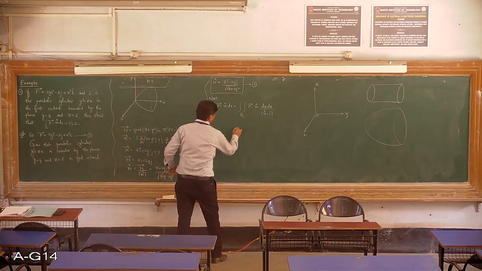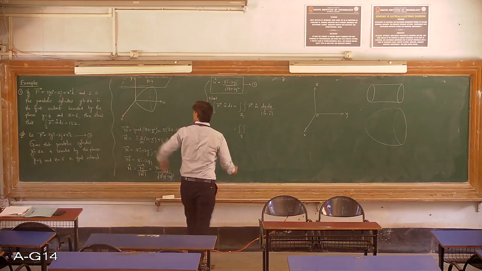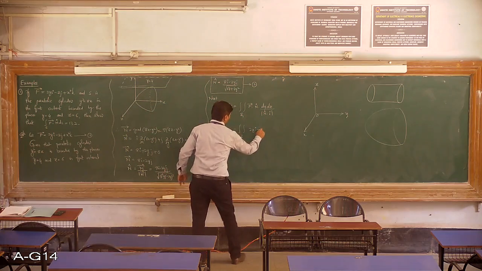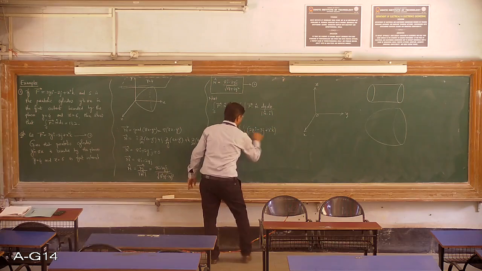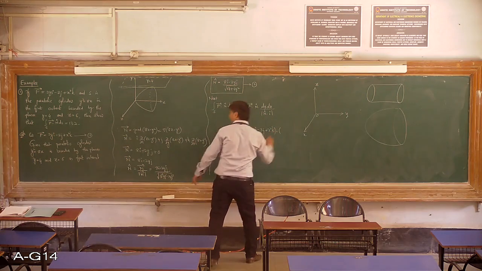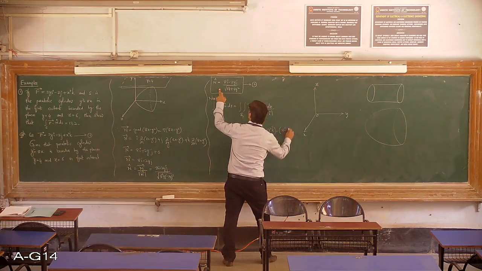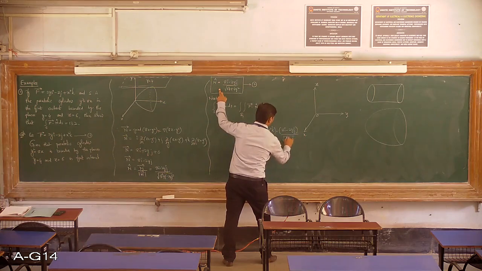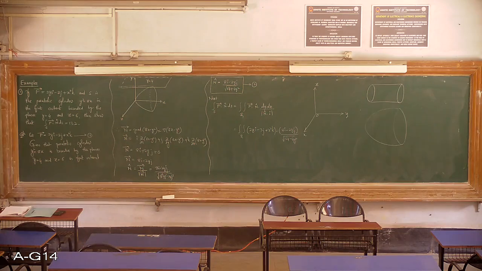So now, in the double integration over R, you write as it is. F is 2y i minus 3j plus x square k, dot, what is n cap? N cap is here: 8i minus 2yj divided by the square root of 64 minus 4y square.